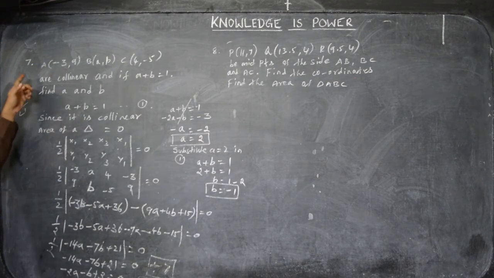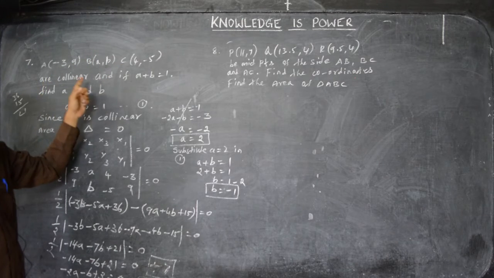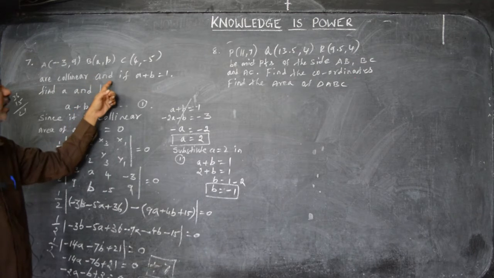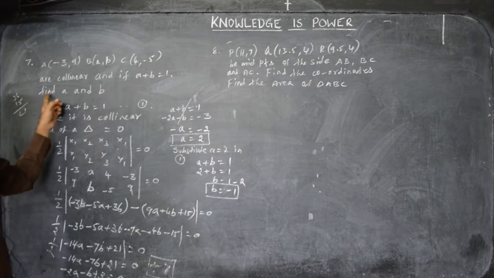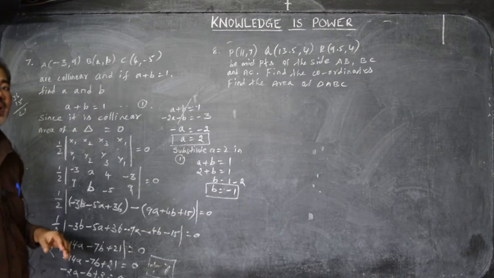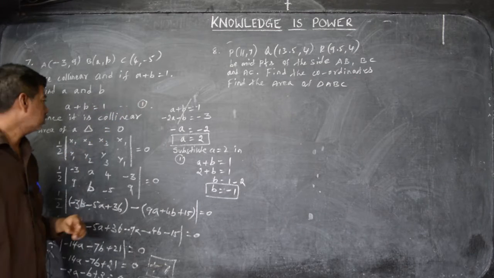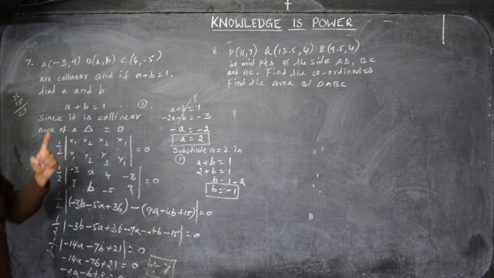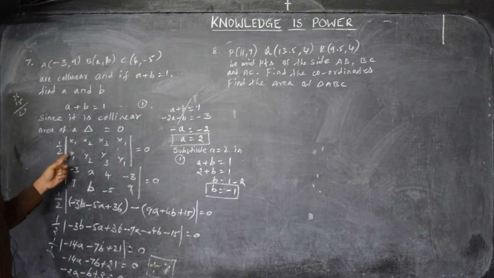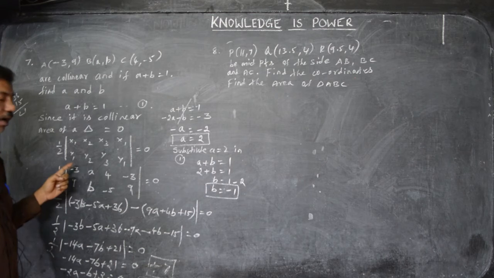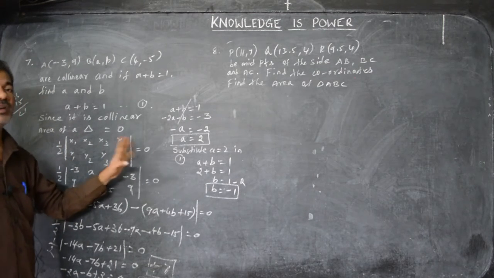Shall I repeat? Say. A, B and C are given as collinear points, and if a plus b equal to 1, find a and b. Take it as equation 1. Since it is collinear, we know that the area of the triangle equals 0. I write the area of the triangle formula, the one I told you in the previous sum, this is the way you have to write it.